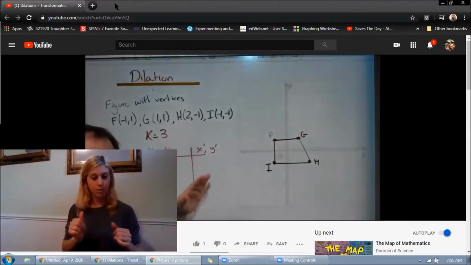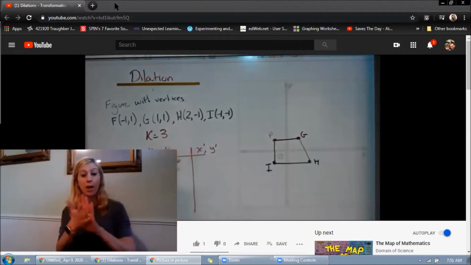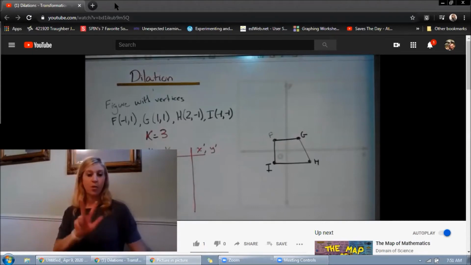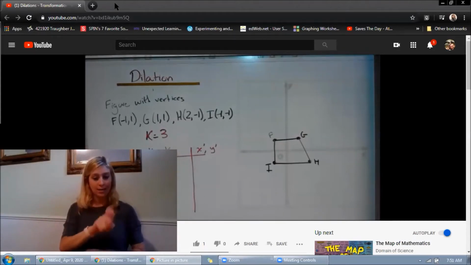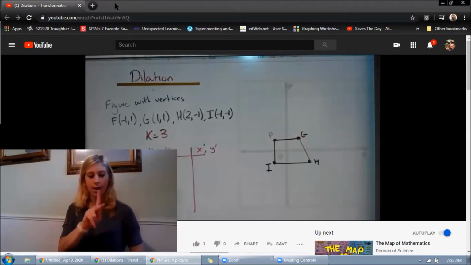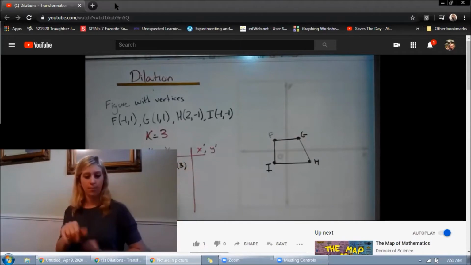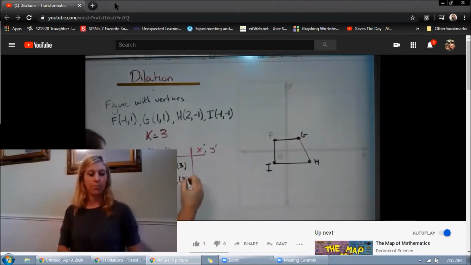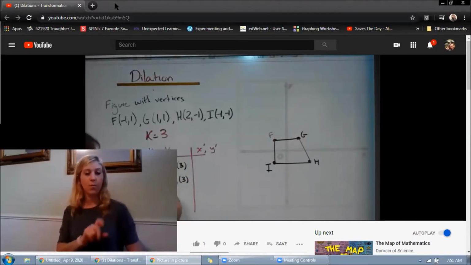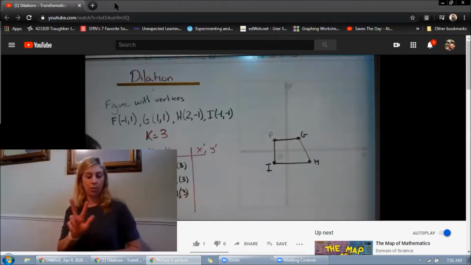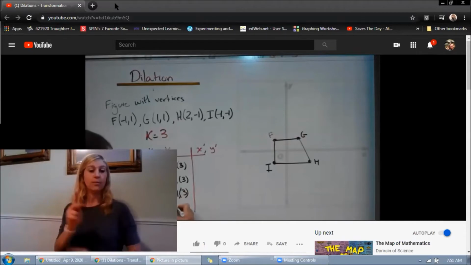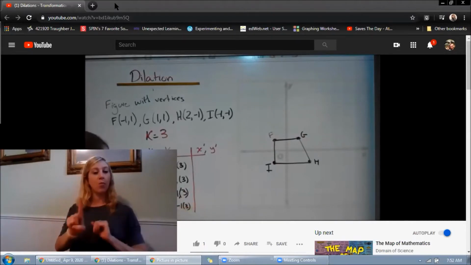So here's how we're going to apply that 3. That 3 is the number that we're going to multiply each of the x's by and each of the y's by. So this is k times x and k times y. When I write this in, this is going to say -1 times 3 and 1 times 3, 1 times 3 and 1 times 3, 2 times 3 and -1 times 3, and then -1 times 3 and -1 times 3.